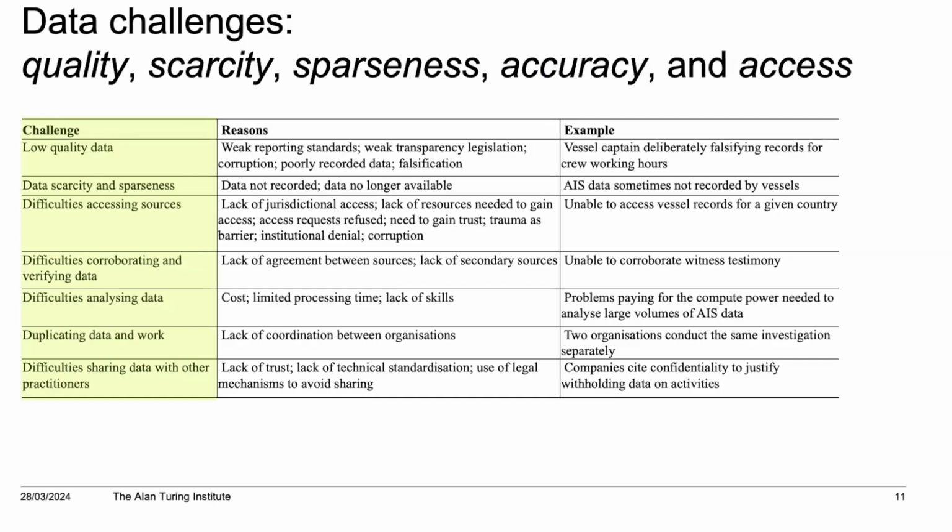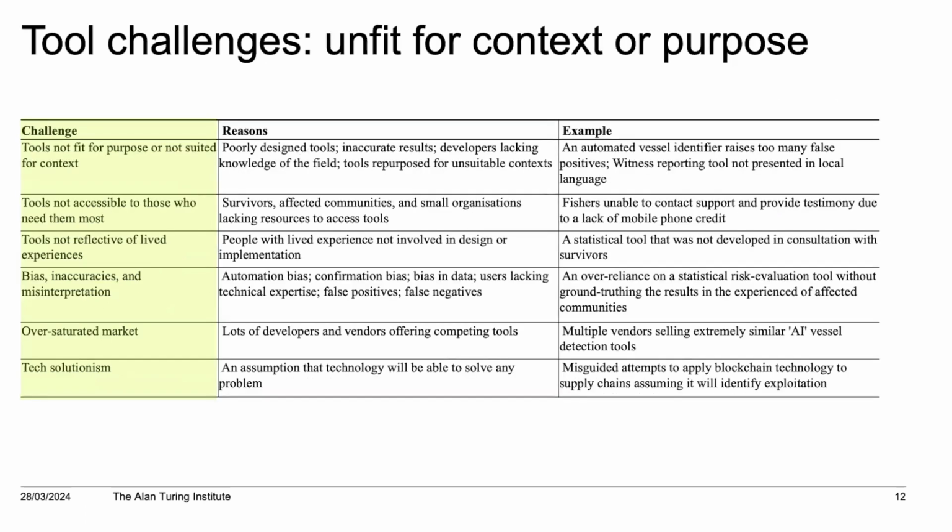Data issues range from quality, scarcity, sparseness, accuracy, and access. The tools were often said to be unfit for the context or the purpose. They were also said to often not be reflective of people's lived experiences on the ground. And the market was said to be very saturated. There were lots of developers and vendors offering tools, but little oversight over what tools were available or how they functioned, or whether they were useful.